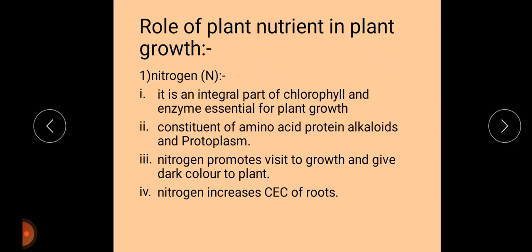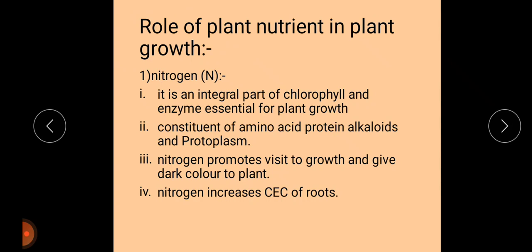After that, we discuss the roles of the different plant nutrients. First, a very important primary nutrient, nitrogen. Nitrogen is an essential part of chlorophyll and of the enzymes essential for plant growth. Those essential enzymes are developed, and nitrogen plays an important role in that.